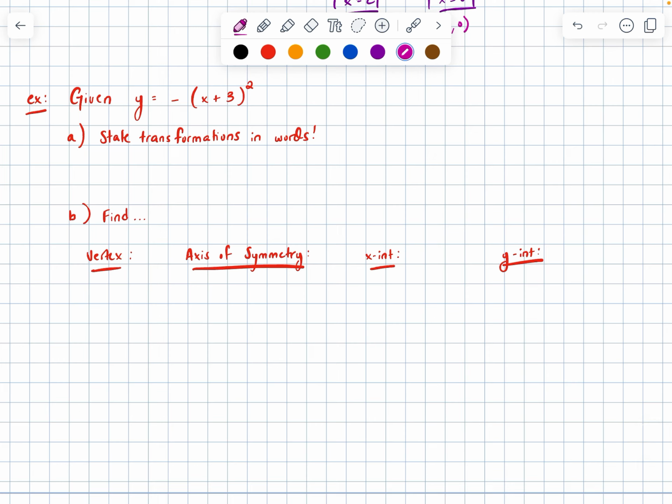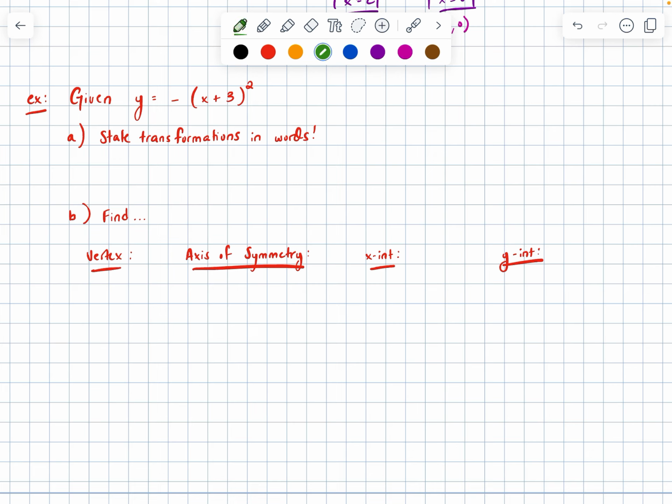One more for the road. Let's try this one. y equals negative quantity x plus 3 squared. I want to list my transformations. I want to state my vertex, find my axis of symmetry, and identify my x and y intercepts. Take 2 minutes, pause the video. Let's do it. Go. Five, 4, 3, 2, 1, and stop.